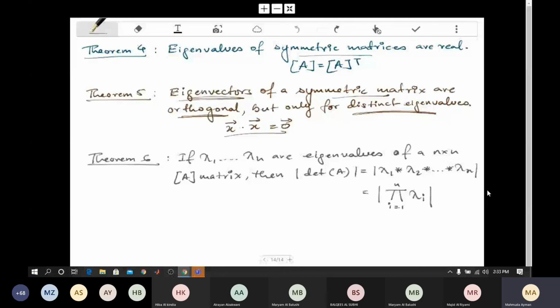Okay, I'm not sure if I prepared an example for this one. So this is theorem 6. Yes, there is an example for this. So let's work out the example.